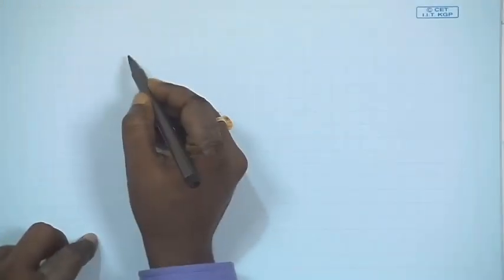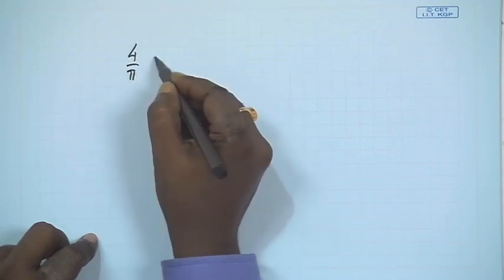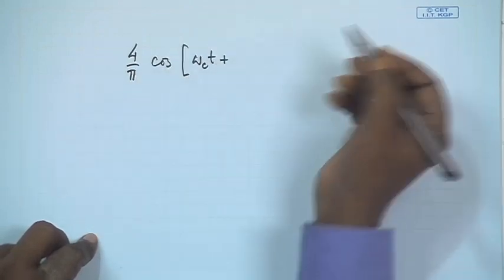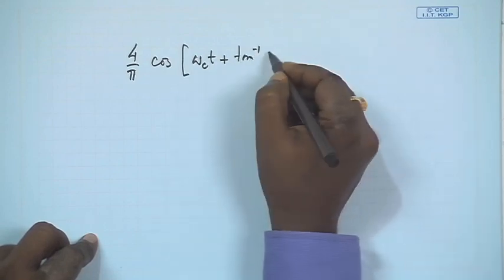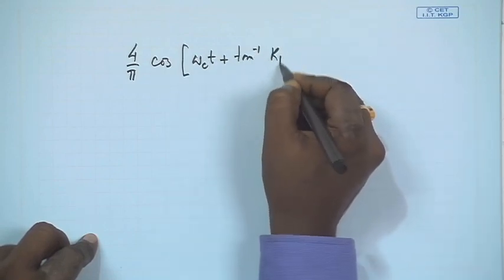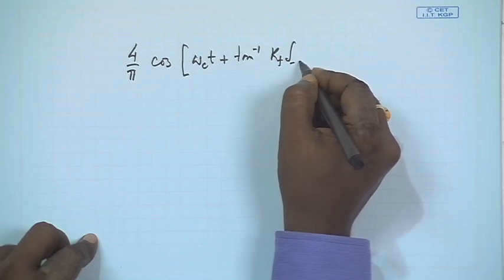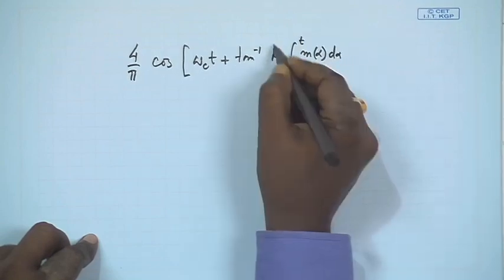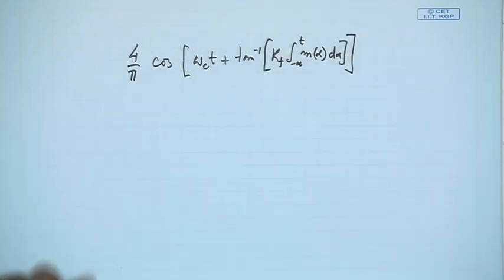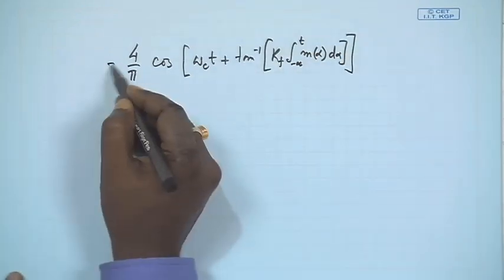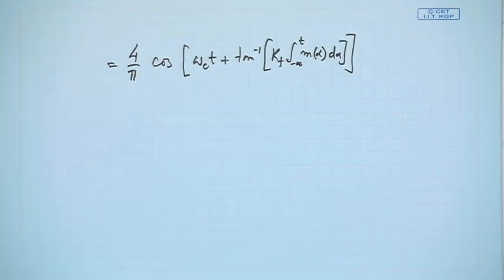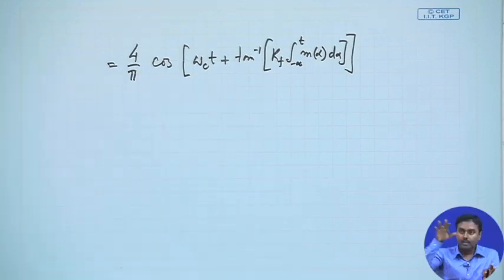So, whatever I will be getting will be nothing but 4 by pi cos omega c t plus, in actual, tan inverse of kf integration from minus infinity to t m alpha d alpha. This is what I will be getting after passing it through a hard limiter and band pass filter.